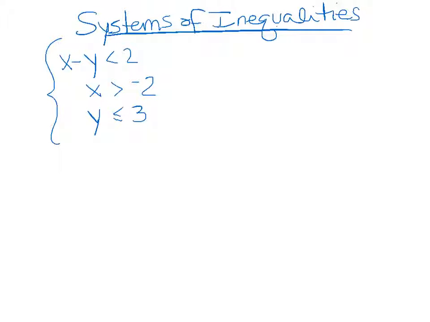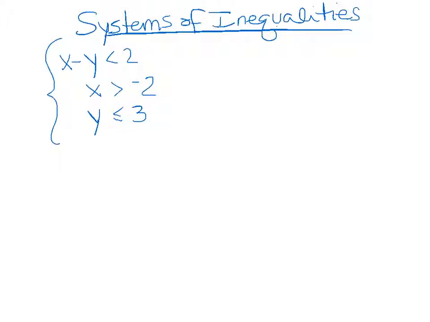Okay, let's move on to systems where I have more than one inequality, and I want to know what region of my plane, my coordinate plane, will satisfy every one of my inequalities. So we're really looking for what region do the solutions of each one of these have in common? So we'll be looking for the overlap solution.